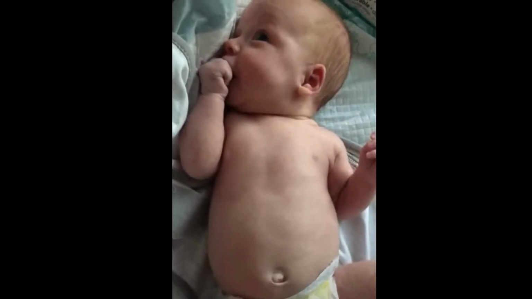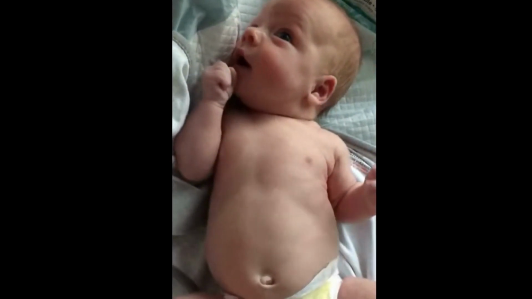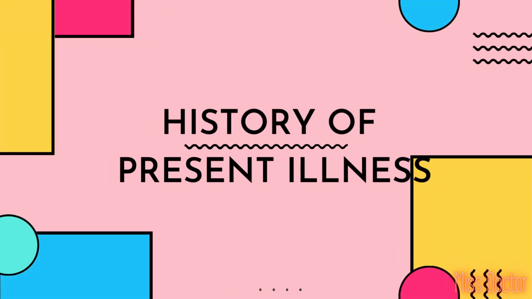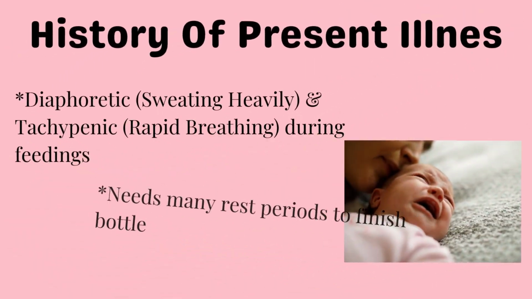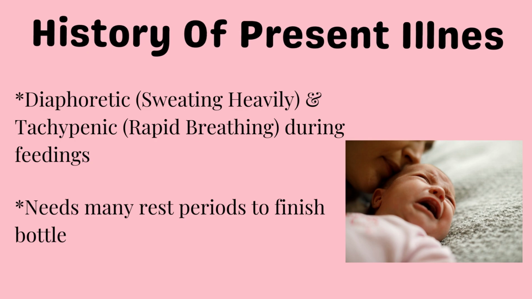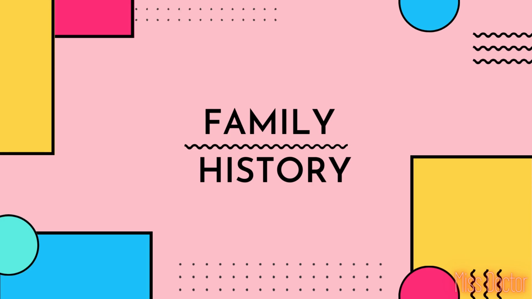A 10-week-old female comes to the ED. She has been sleeping more and is less playful, with increased work of breathing. The toddler is diaphoretic and tachypneic during feedings and requires multiple rest periods before she finishes her feedings. Doctors are told that the parents have no significant health history and that her older sibling is healthy and no one was recently sick.